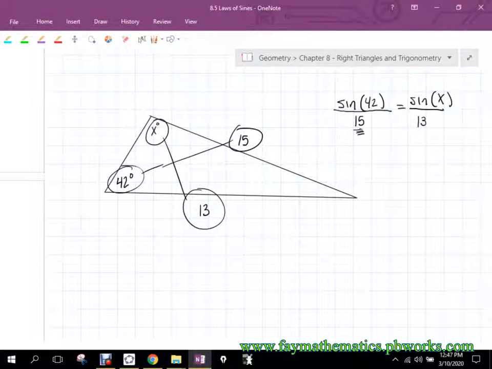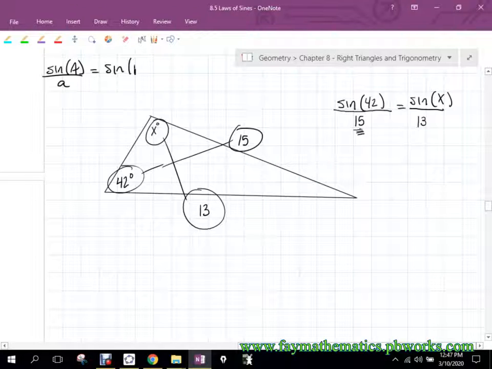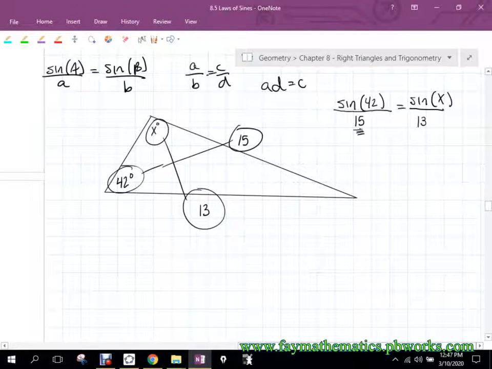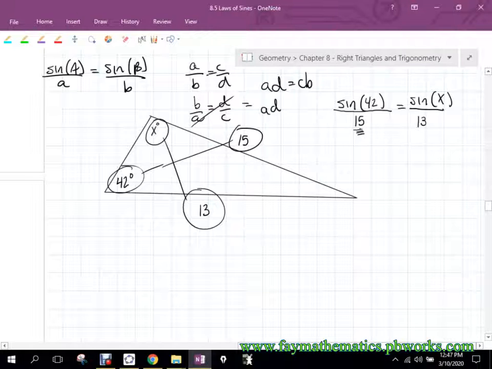Okay? And that's fine. So when we have sine of A over a equals sine of B over b, we know that because of, if we go A over B equals C over D, when I cross multiply, do I get AD equals CB? When I flip-flop them and I make it B over A equals D over C, do I get AD still when I cross multiply those two, and CB when I cross multiply those two? So you're allowed to take reciprocals, right?